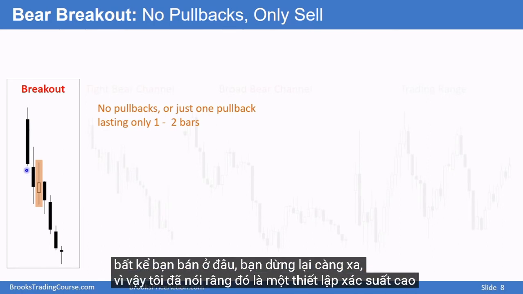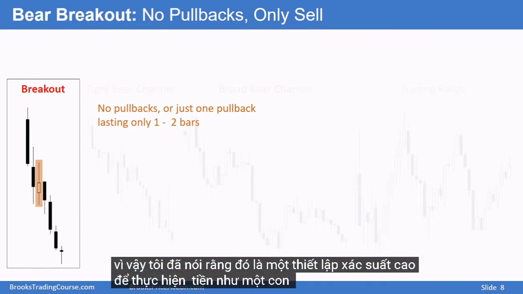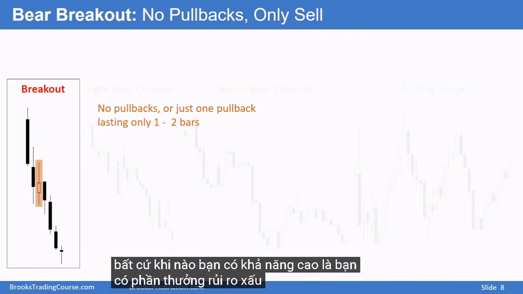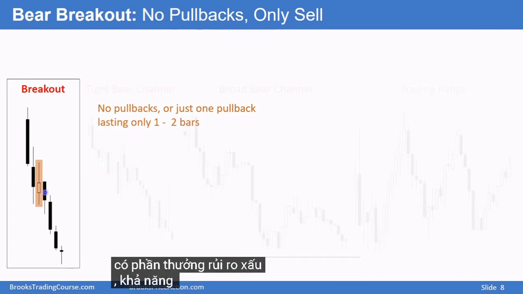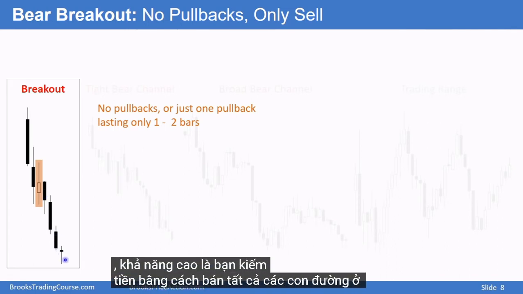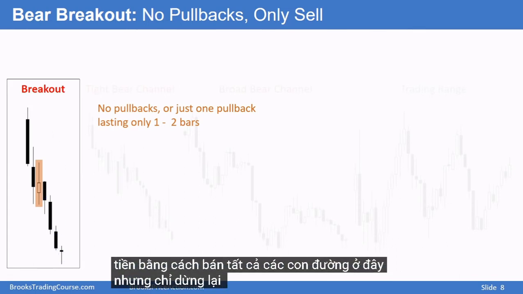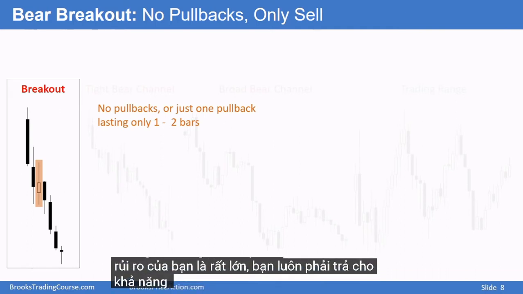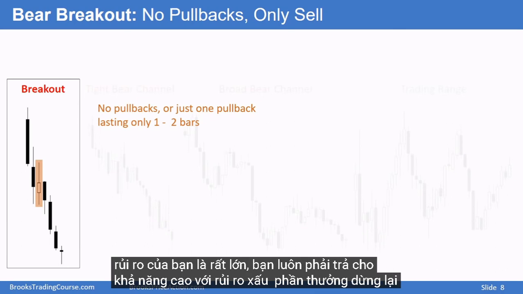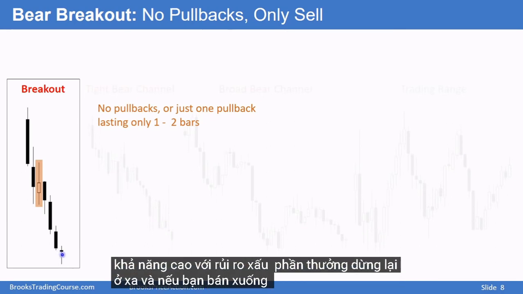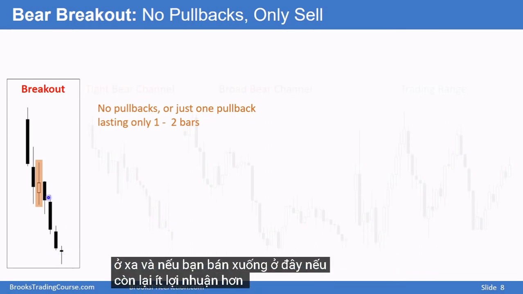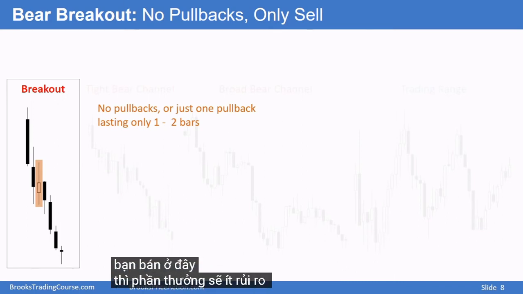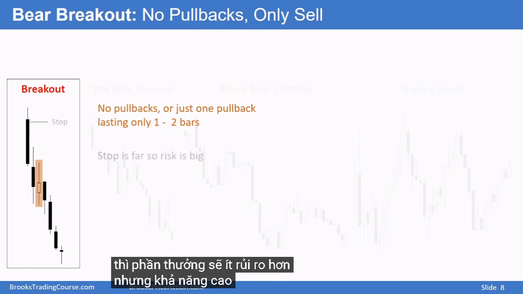So I said it's a high probability setup for making money as a bear. Whenever you have high probability, you have bad risk reward. It's a high probability that you're going to make money selling even all the way down here, but your stop is way up here. So your risk is great. You always pay for high probability with bad risk reward. Stop far away. And if you sell down here, there's a lot less profit left than if you sold up here. The reward is less, the risk is greater, but the probability is high.